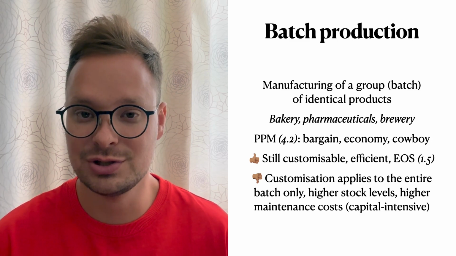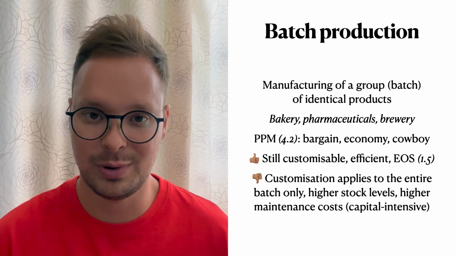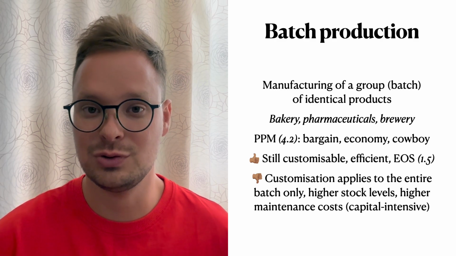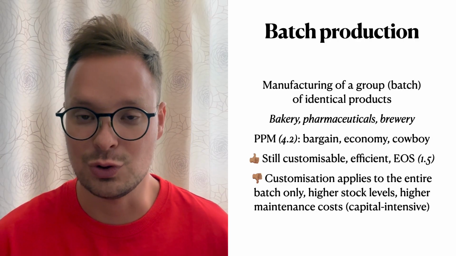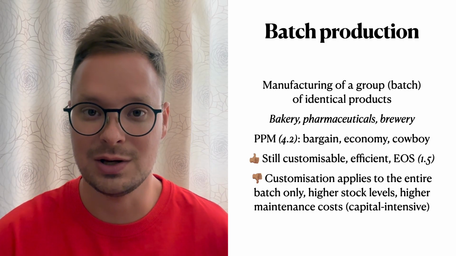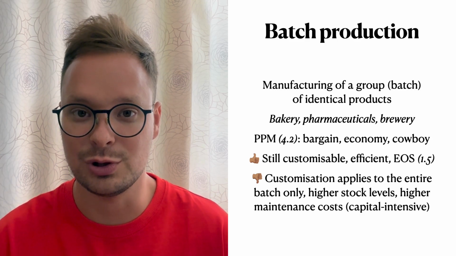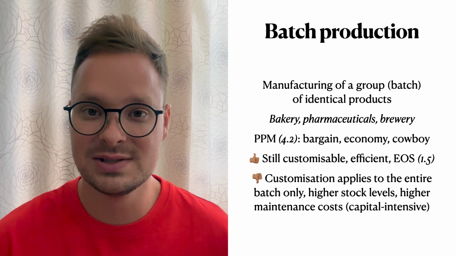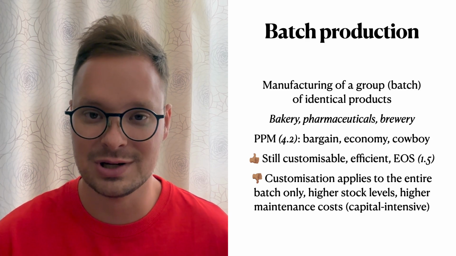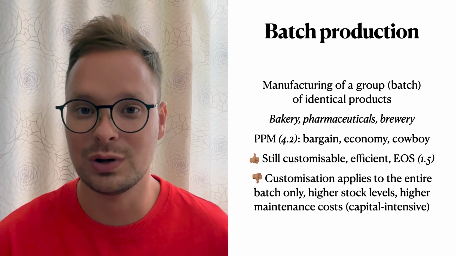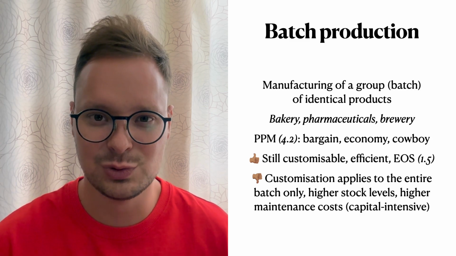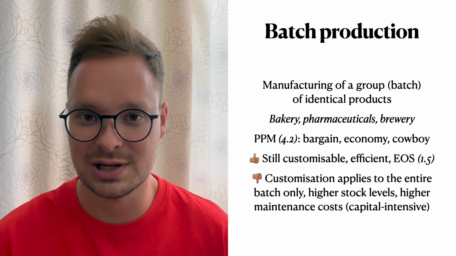Additionally, batch production is quite efficient because compared to job production, you don't produce only one thing at a time, you're producing the entire batch, which allows organizations to use economies of scale, when your average costs, your costs per unit, decrease as you increase the output. However, the price that you have to pay for batch production is keeping higher stock levels of raw materials and components. So these costs would be higher compared to job production.